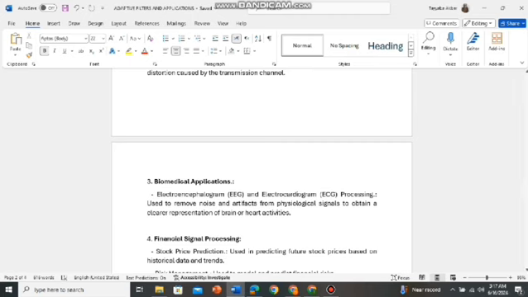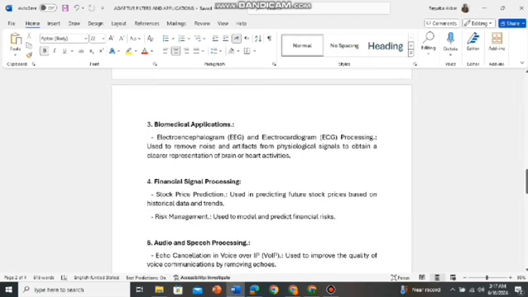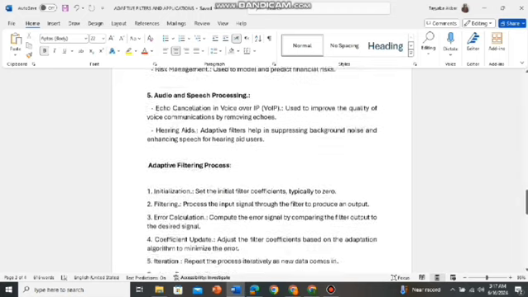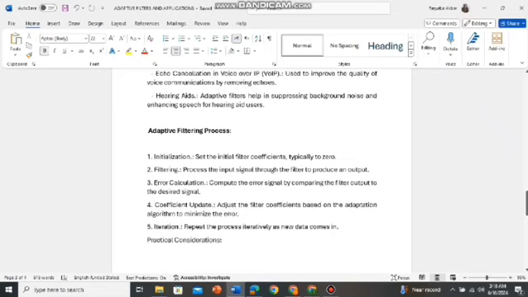The next is financial signal processing. We can use the adaptive filter to enhance stock price prediction from its history and trends. The next is audio and speech processing, which is used for echo cancellation over voice, the same as noise cancellation. The next is how it is processed, which is initialization.